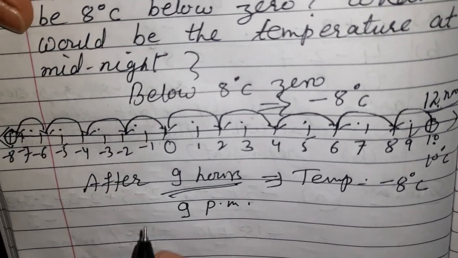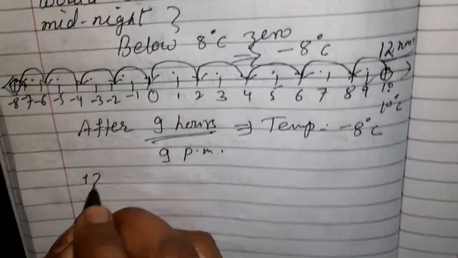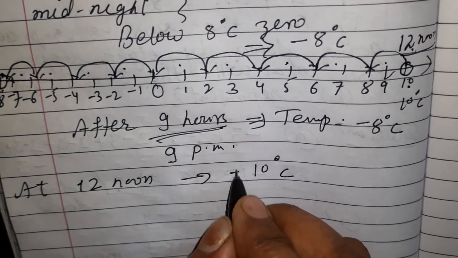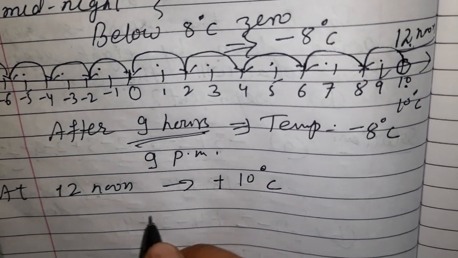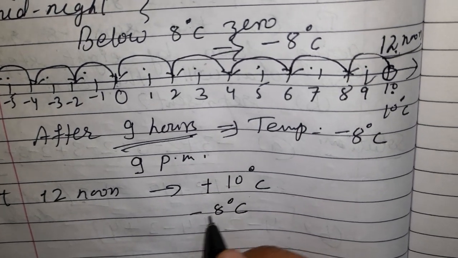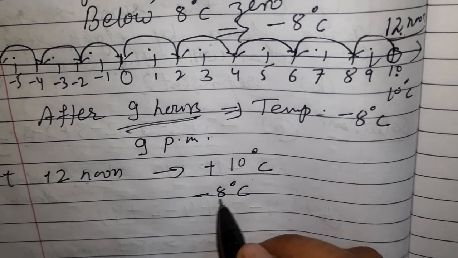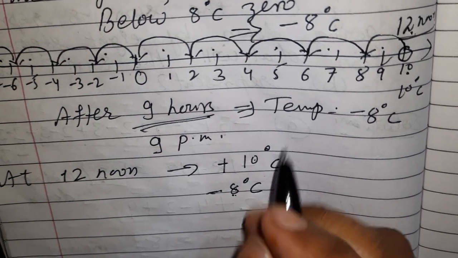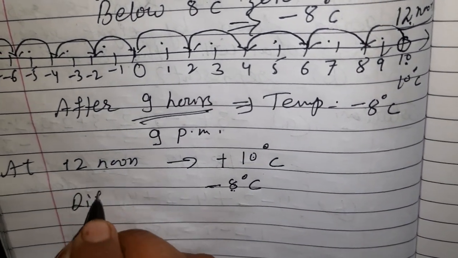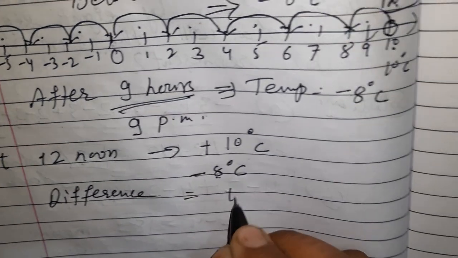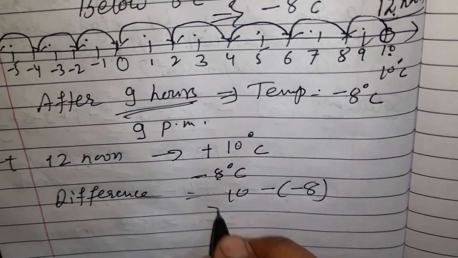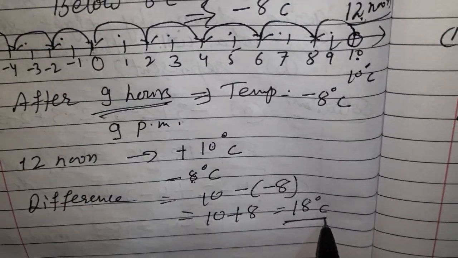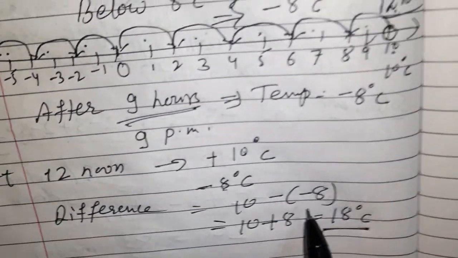Okay, so for calculation, first see, at 12 noon your temperature is 10 degrees Celsius, it is positive. What do you want? At what time minus 8 degrees Celsius you want. So find the difference, how much difference between 10 and minus 8. When you are coming from 10 to minus 8, what is the total difference between these two temperatures? 10 minus minus 8 becomes 10 plus 8, 18 degrees Celsius. Means 18 degrees Celsius is the difference between 10 degrees Celsius and minus 8 degrees Celsius.